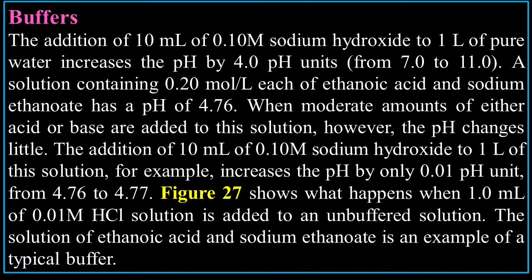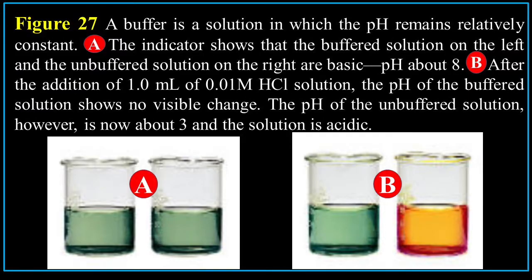Figure 27 shows what happens when 1 milliliter of 0.01 molar HCl solution is added to an unbuffered solution. The solution of ethanoic or acetic acid and sodium acetate is an example of a typical buffer. We will get into buffer systems the week after next.